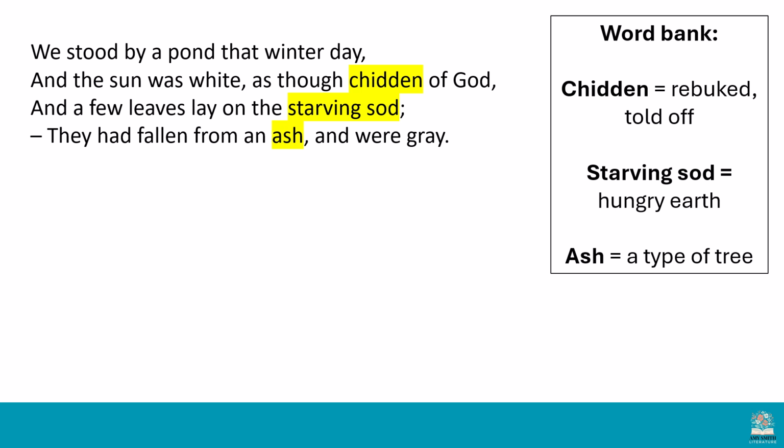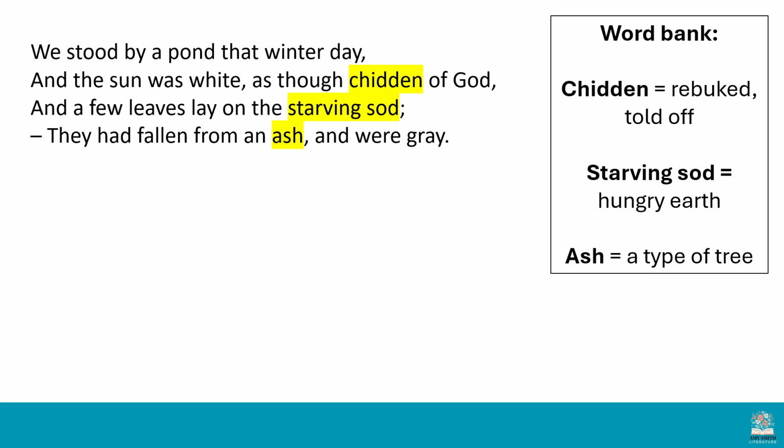Then we have the leaves that lay on the starving sod. Now it's winter, so all the leaves have fallen from the trees, they're lying on the ground and they're starting to decay. This word sod here means earth, and starving obviously means hungry. Well, how can the earth be hungry? Well, it can be hungry if it's lacking nutrients, for example. So this again seems like a landscape which should be somewhere beautiful. It should be idyllic, but actually it's really quite bleak.